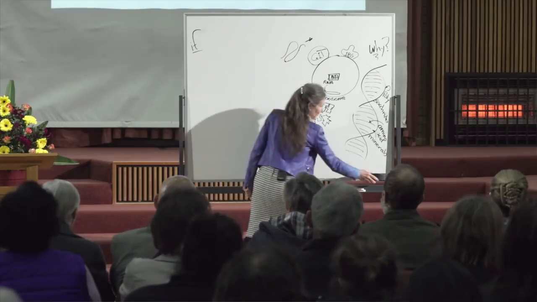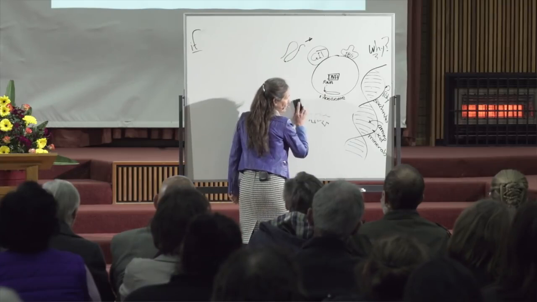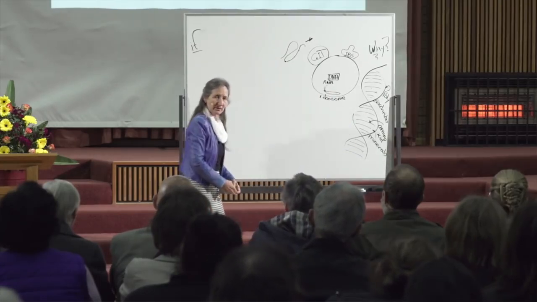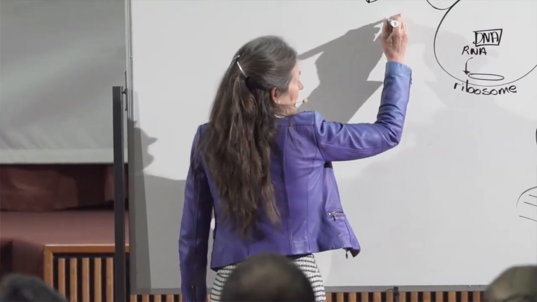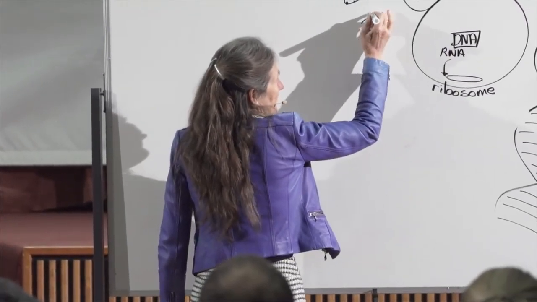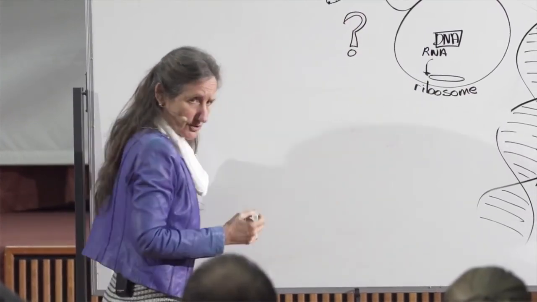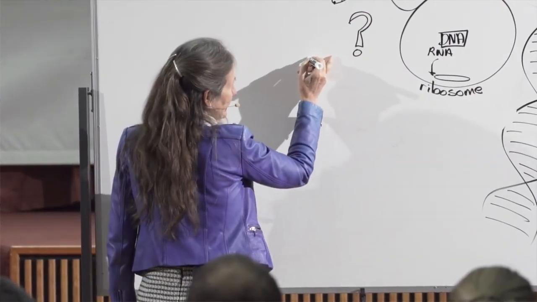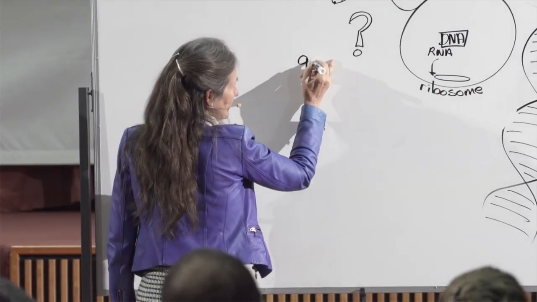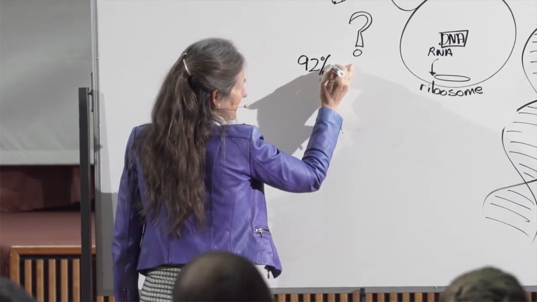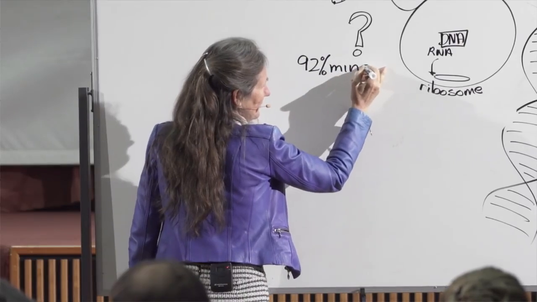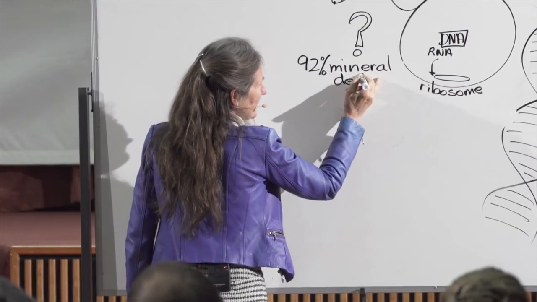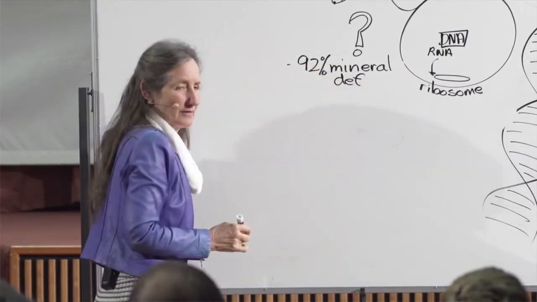So what I'd like to look at now is why the damage. What has caused the damage? 92% of DNA damage, the research is showing today, is caused by a mineral deficiency. So 92% of the damage is caused from a mineral deficiency. So how could Aussies be mineral deficient?